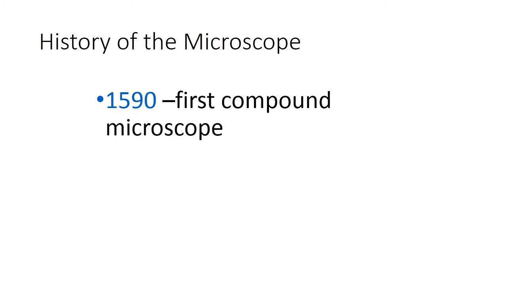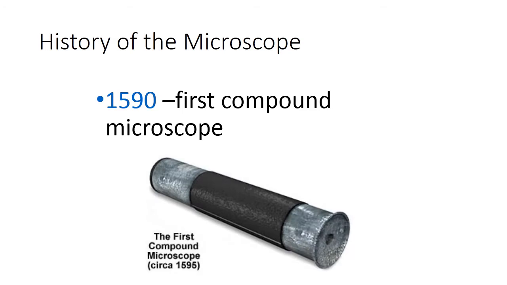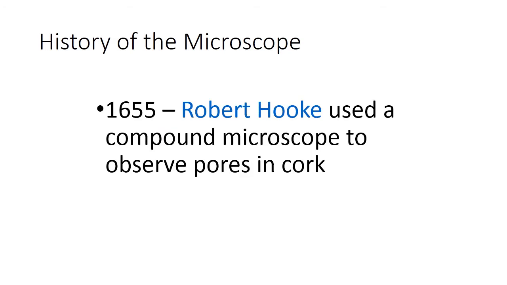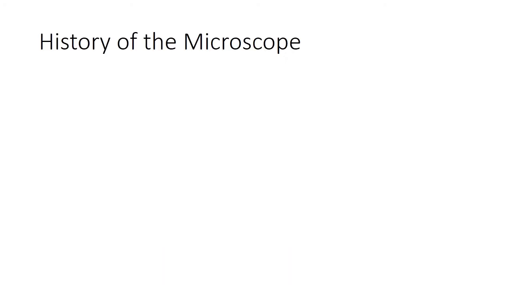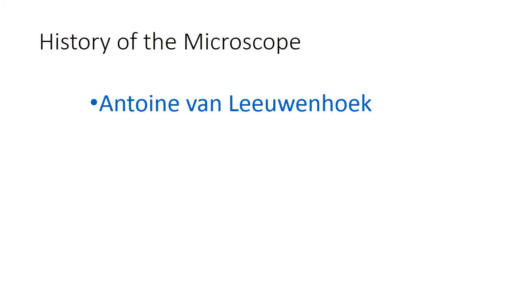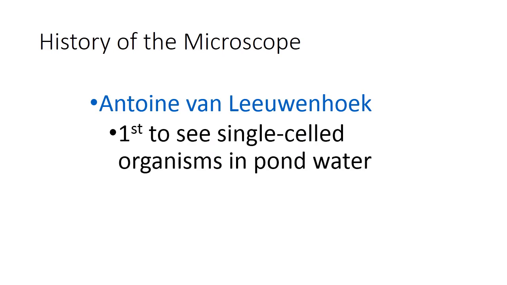So, it was back in close to the 1600s when people started using microscopes, and it was in 1655 when Robert Hooke observed a piece of cork under the microscope, and he observed these structures which he called cells. And then later, many other people started observing living things under the microscope, and Antony van Leeuwenhoek observed different types of organisms in pond water.